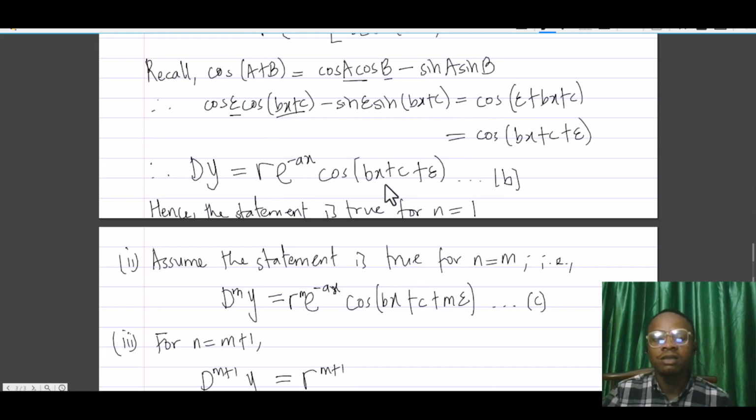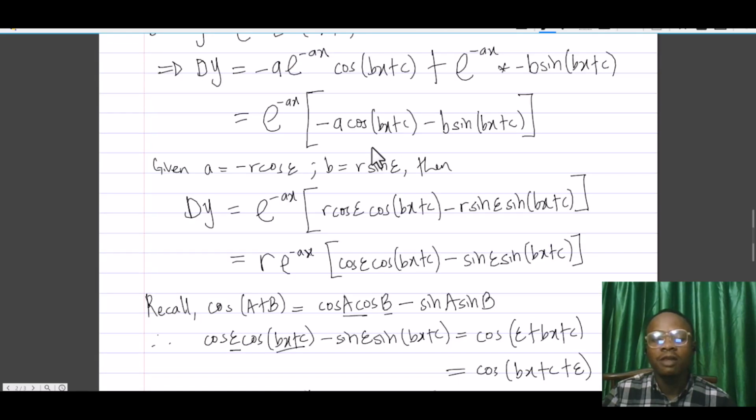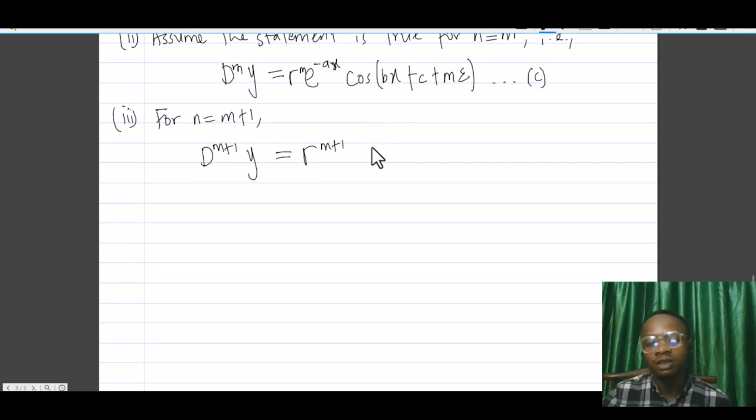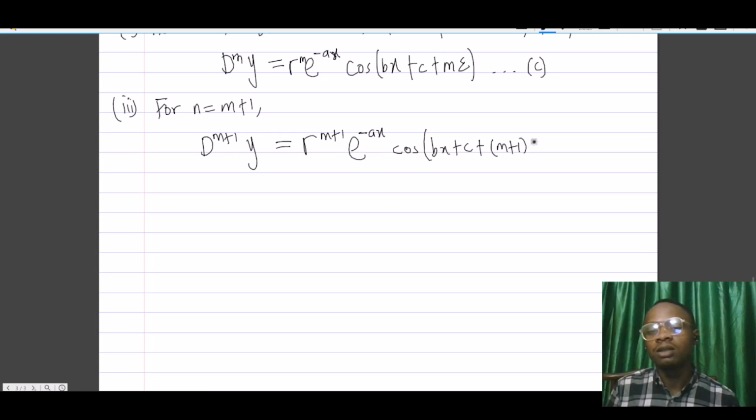Just like in the case of n equal to 1, we substituted n equal to 1 first in the formula. Then we did the derivative normally to check that they are the same. So that's what we want to do here. Substitute into the formula for m plus 1, then do the derivative normally to see if the two will be the same. So this will be r to the power of m plus 1, then e to the power of minus ax, then multiply by cos of bx plus c, then plus m plus 1 epsilon.